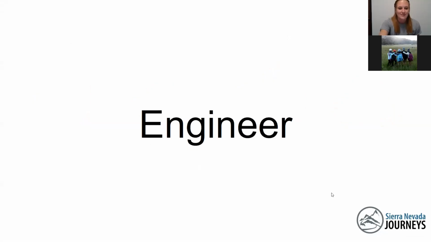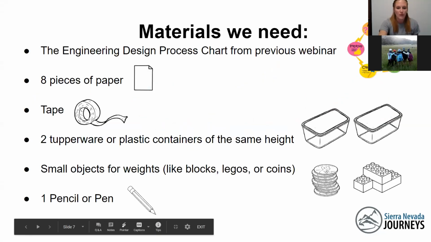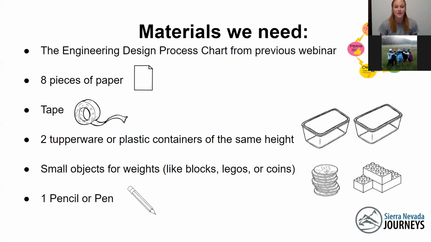All right. Now, today for our webinar, we are going to need some materials again. And once we go over these materials, I'm going to give everybody a few moments to go collect them. So if you were with us last time, we created our engineering design process. If you were here for part 1, I would like you to have this with you today. If you were not with us for part 1, that is okay. You don't need to have this.